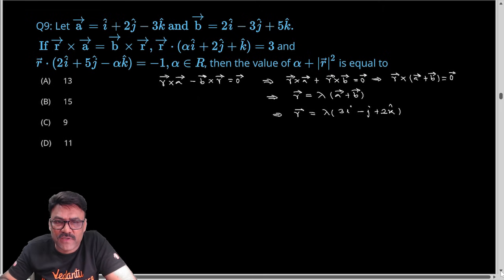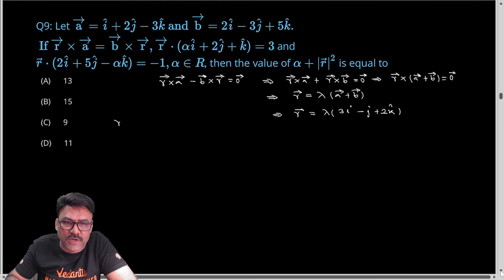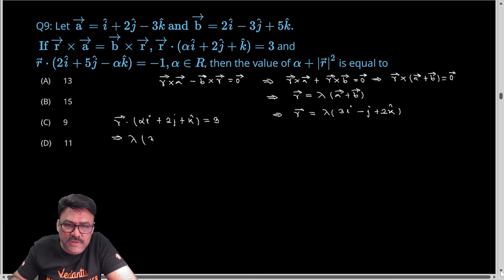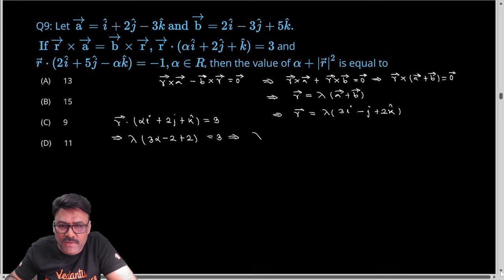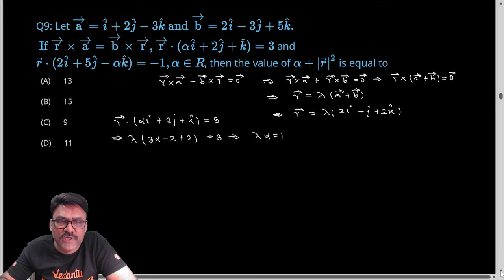Now let's use the second condition. If I take the dot product of r with alpha i plus 2j plus k, it must be 3. So let's take the dot product of r with this vector. I will get lambda times: alpha into 3, 3 alpha; 2 into minus 1, minus 2; 1 into 2, plus 2. That is 3. So this gives you lambda alpha is equal to 1. Lambda alpha is 1.